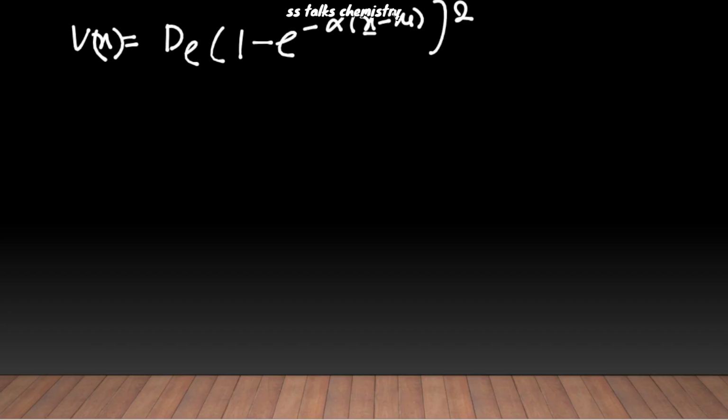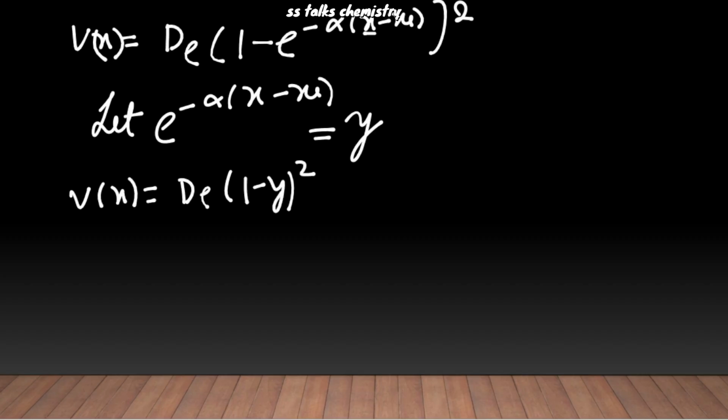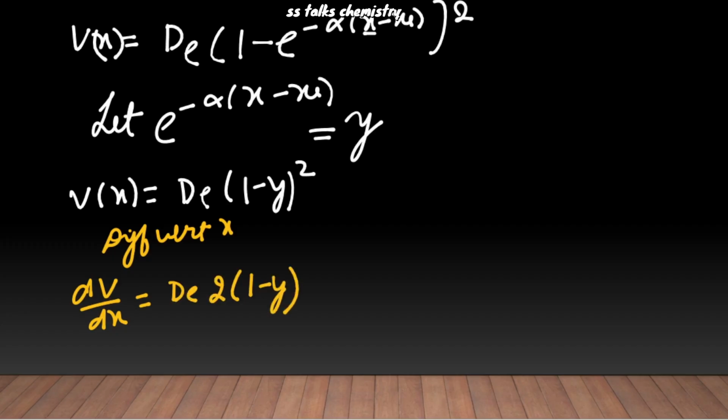Now to simplify this, let e raised to the power of minus alpha (x minus xe) be y. So V of x reduces to De times (1 minus y) square. Now differentiate it with respect to x. We get dV by dx equal to De, 2 times (1 minus y), since De is a constant and it comes outside, like n times x raised to the power of n minus 1.